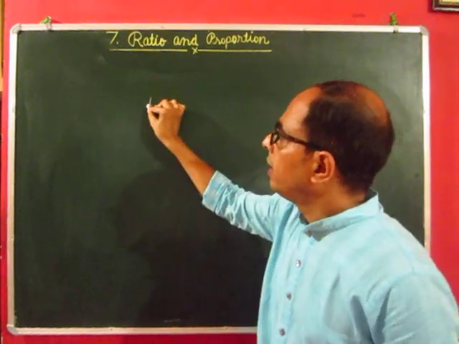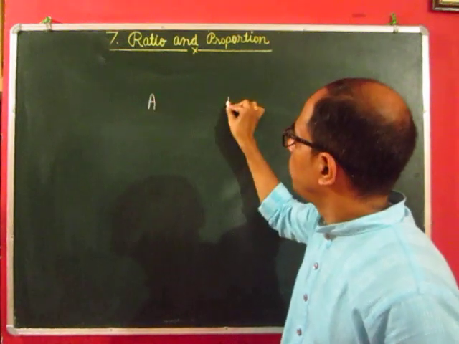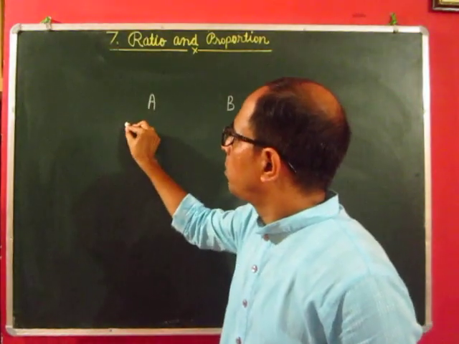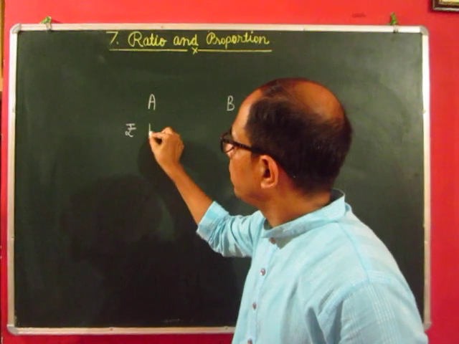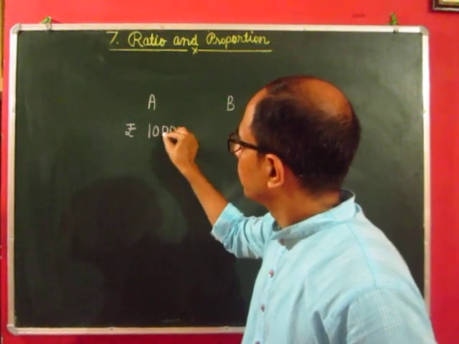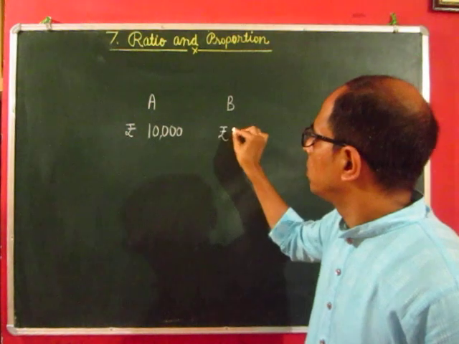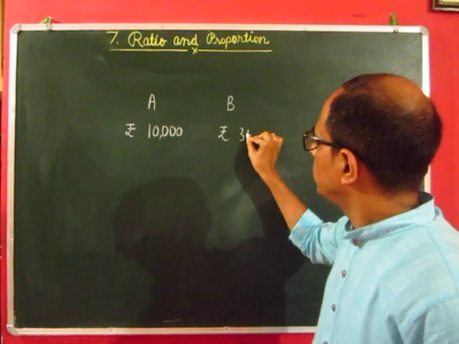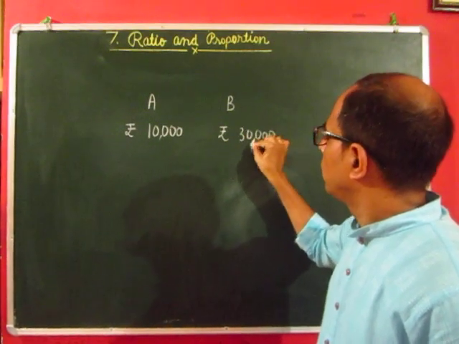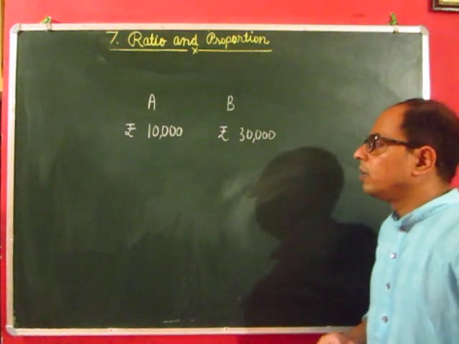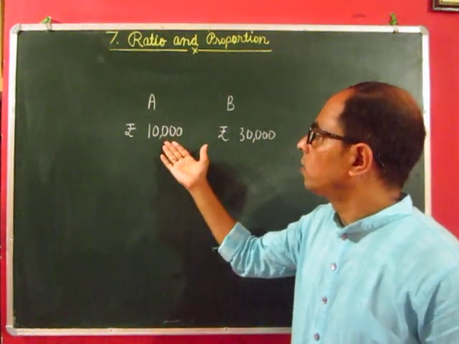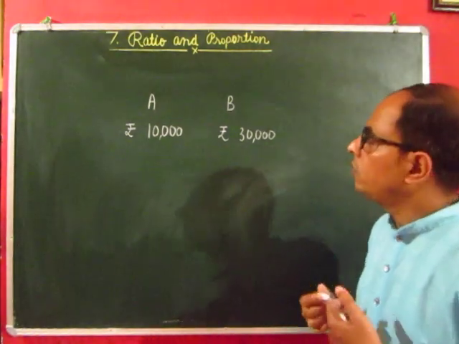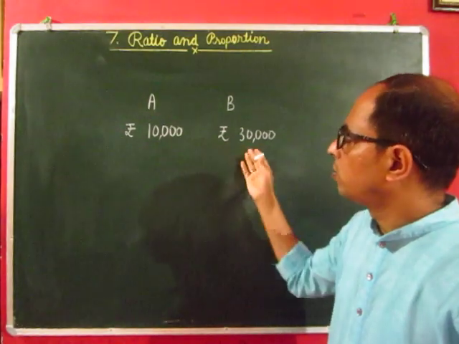Suppose A is a person and B is another person. Now, let the salary of person A be rupees 10,000 and the salary of person B be rupees 30,000. Now we have to compare the salaries of these two persons. So how can we compare the salaries of these two persons?